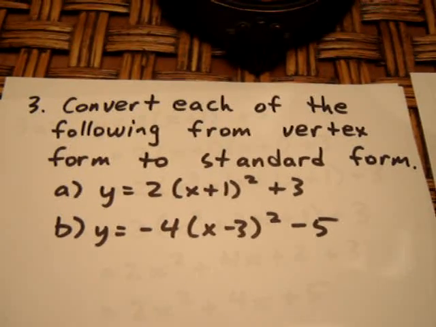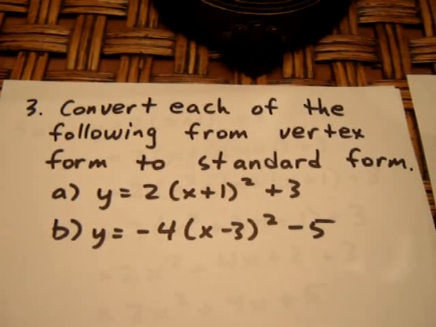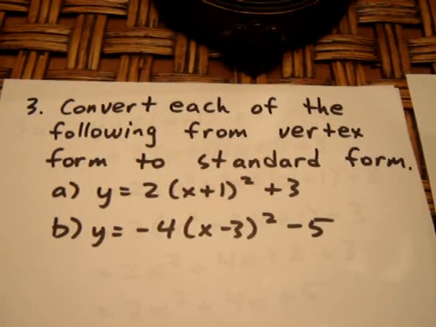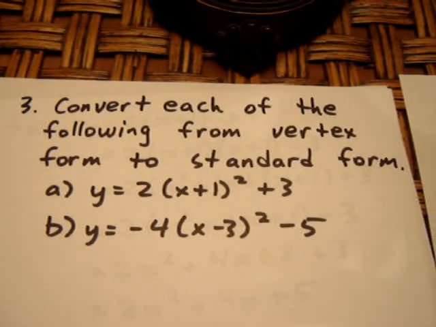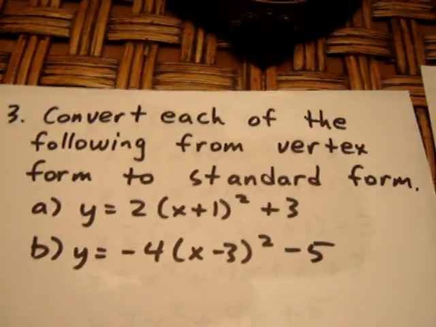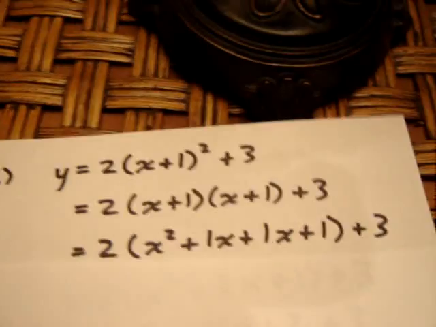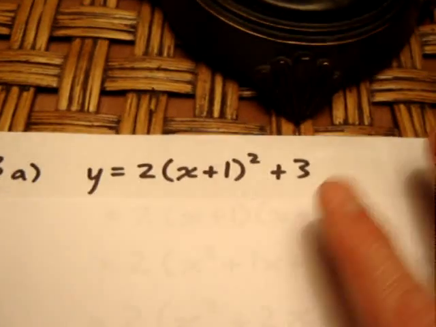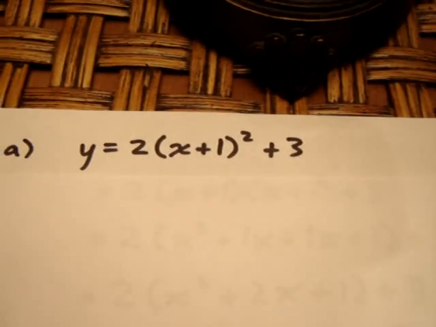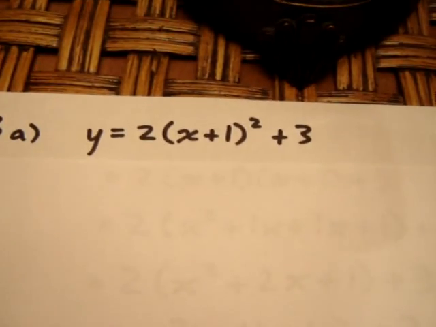Our next question asks us to convert each of the following from vertex form to standard form. We have two questions there. Well, let's see how we do that. The first question was y equals 2 times x plus 1 squared plus 3.